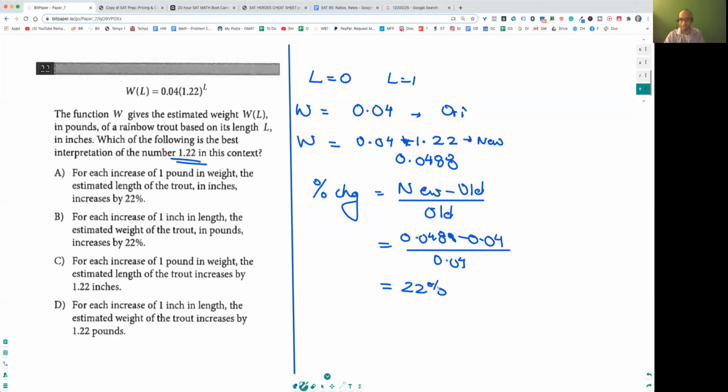You can also see that this guy is 0.04 times 1.22, right? So remember the formula that I told you before: new is equal to old times 1 plus the percent, right? So that's right over here. This is the old, and 1 plus 22%. So you can see that's why this is the correct answer, okay?